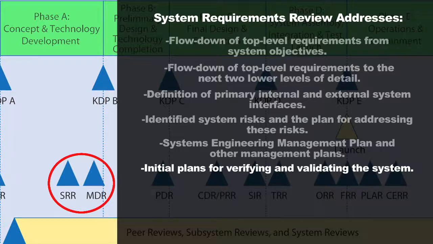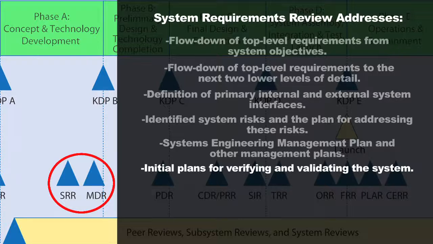You also have to start to think about how, in the end, when I actually build this thing later on at the end of the life cycle, how will I make sure that it's going to perform the way I want it to? Will I do that through testing? Will I do that through modeling in a computer? How will I actually do that verification?